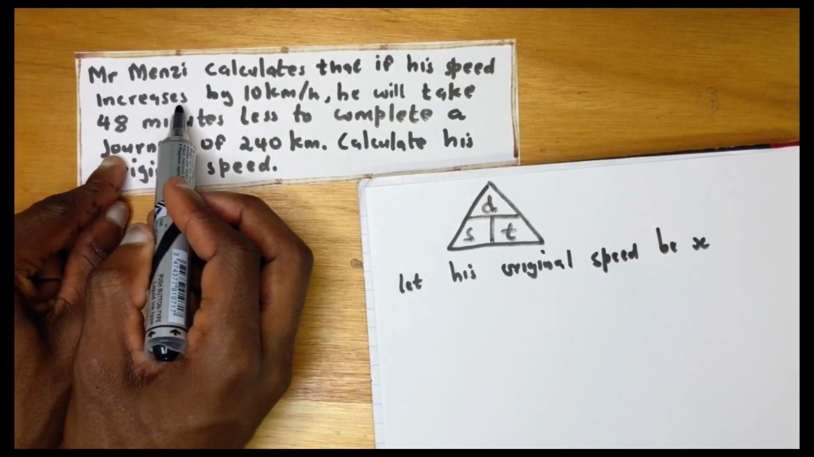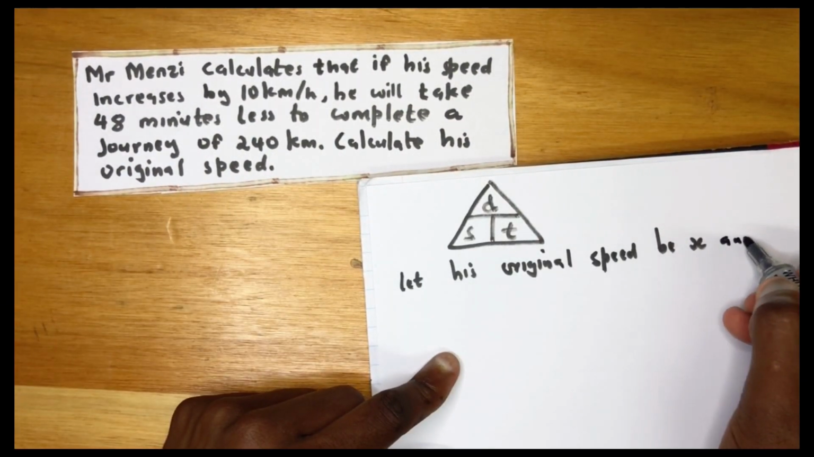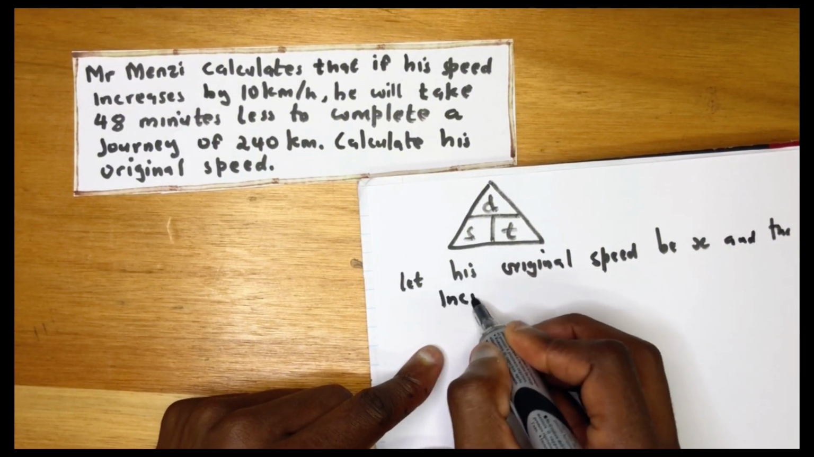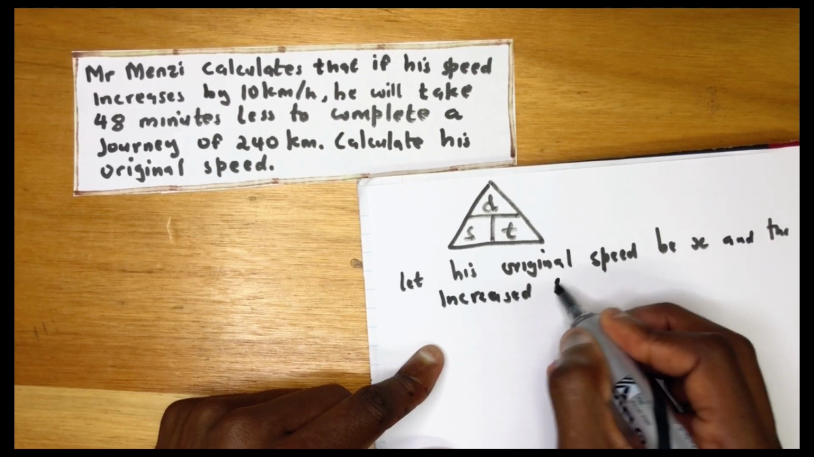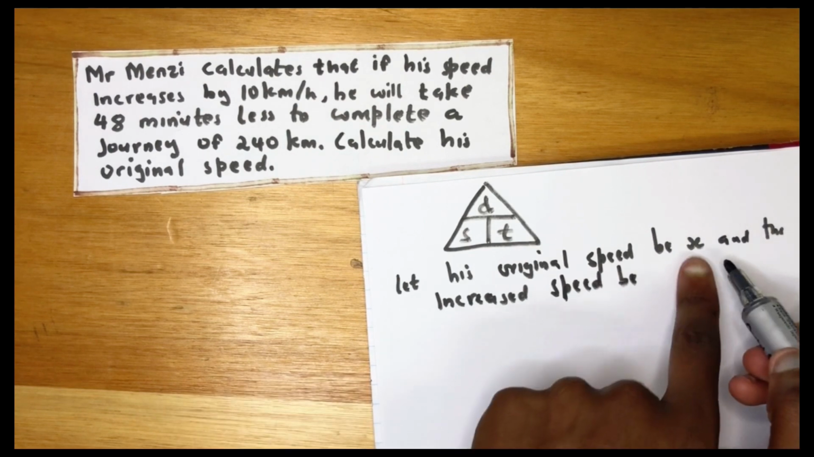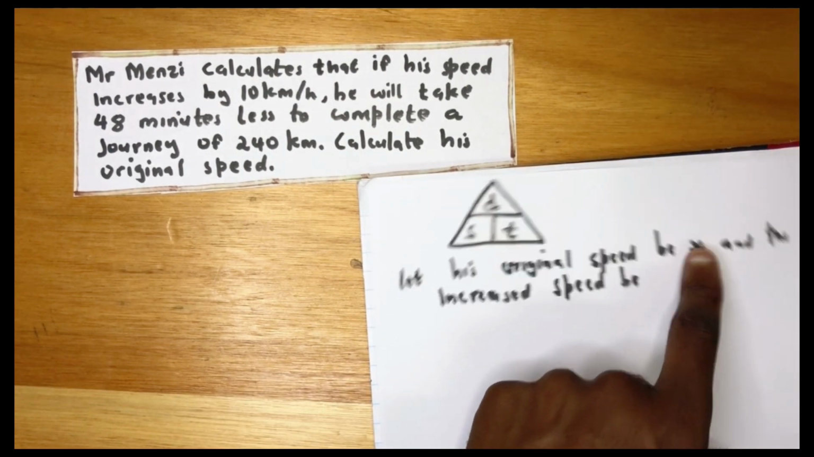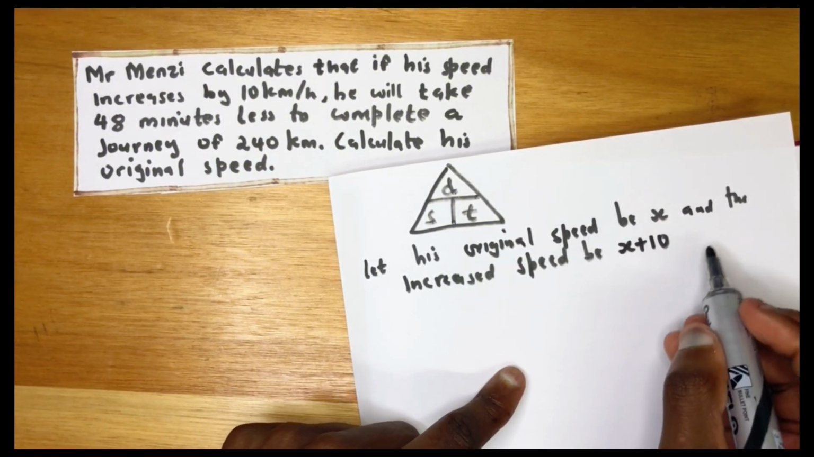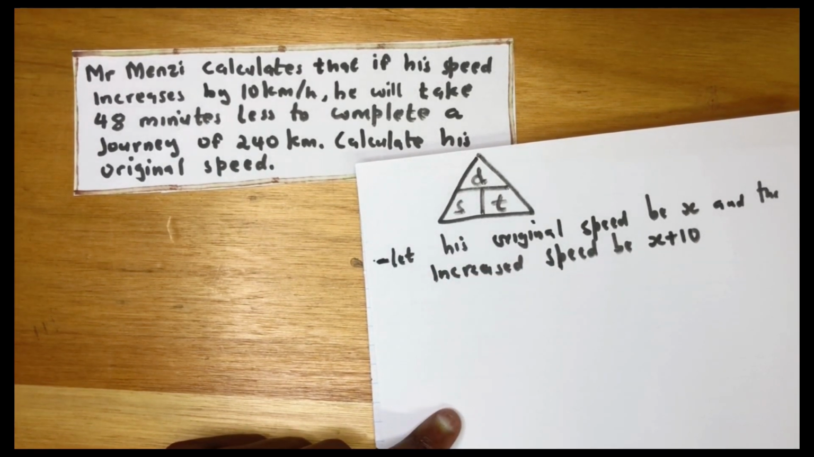So which means if Mr. Menzi increases, when we say increase, you add. So I'm going to say the increased speed. Remember, the original speed is x, so now Mr. Menzi increased his original speed by 10, so it's going to be x plus 10. So that's the first scenario that we have, right?